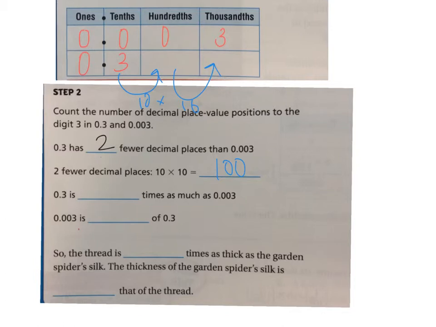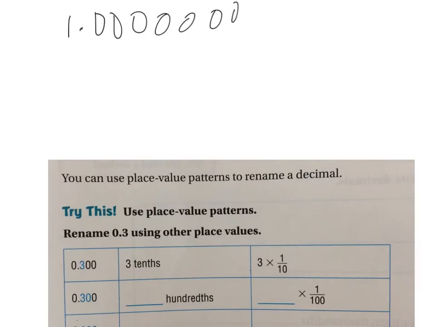So 3 tenths is how many times as much as 3 thousandths? Go ahead and say it. 100 times. And so another way to say that is 3 thousandths is how much of 3 tenths? 1/100th, yep. So the thread is how many times as thick as the garden spider's silk? 100. The thickness of the garden spider's silk is blank of the thread. What goes in the blank? 1/100th, yep.